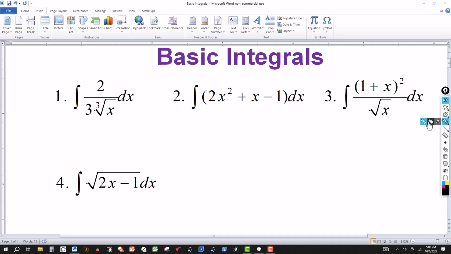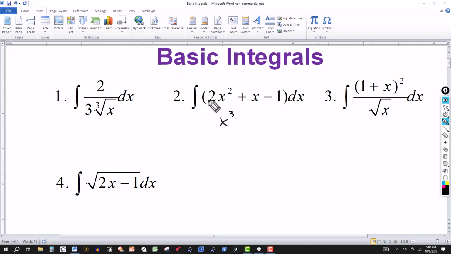Now, the next one, again, you have a trinomial here. It's already simplified, so we just follow the rule for integrating a monomial term. We add 1 to the exponent, so it's 2 plus 1, which gives me a 3.